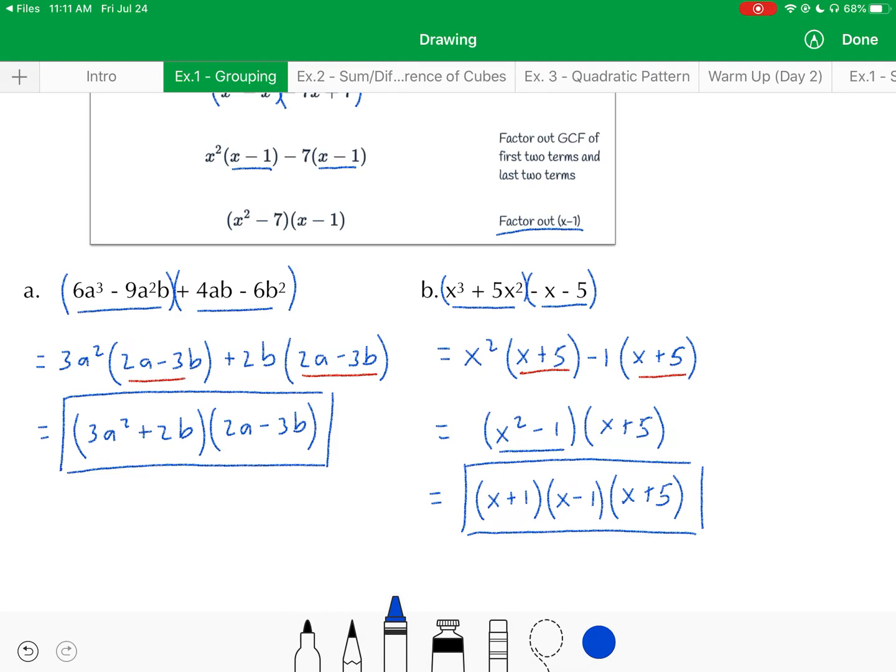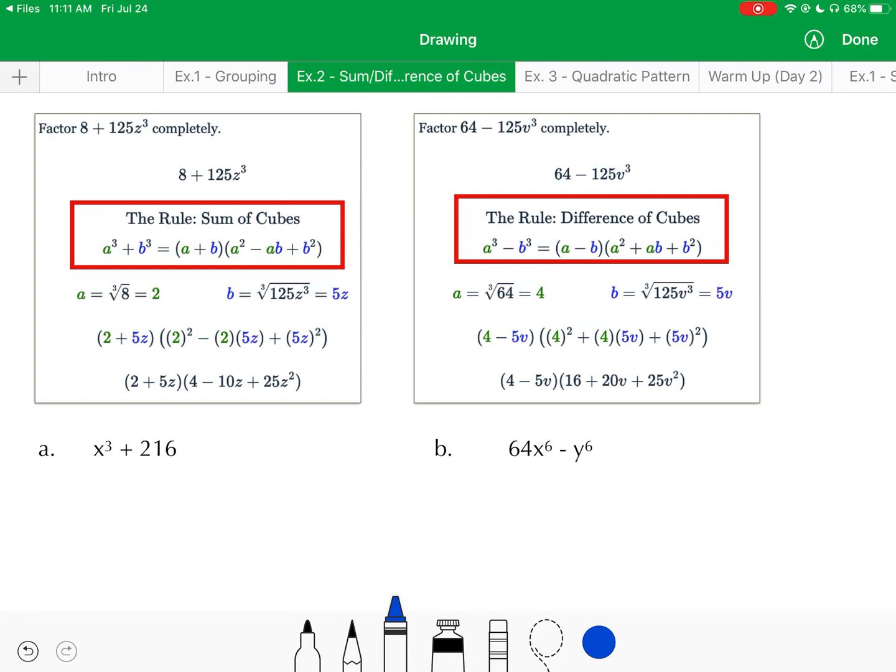Okay? All right, so the next factoring technique we're going to look at is based on the sum or difference of two perfect cubes pattern.